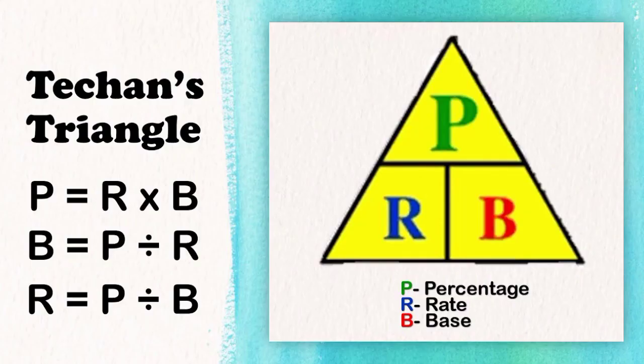For you to easily remember the formulas in finding the percentage, rate, or base, think of this triangle technique. It looks like this. When P, meaning percentage, is unknown, multiply the base and the rate. When B, or the base, is unknown, we have to divide percentage by the rate. When the rate is unknown, we have to divide percentage by the base.